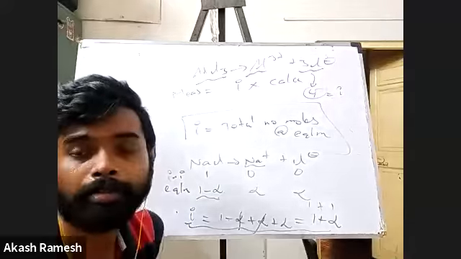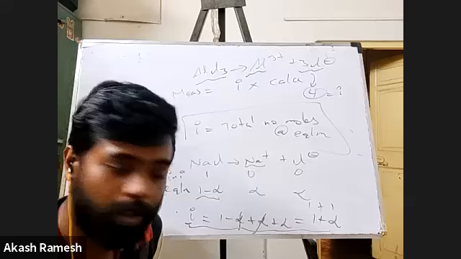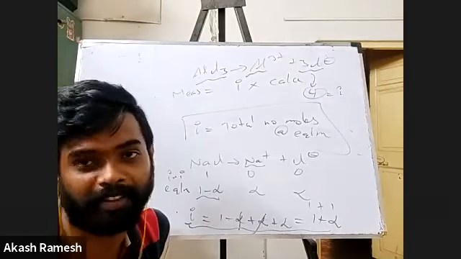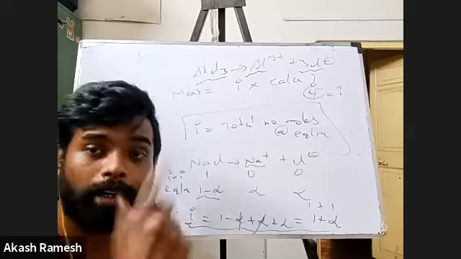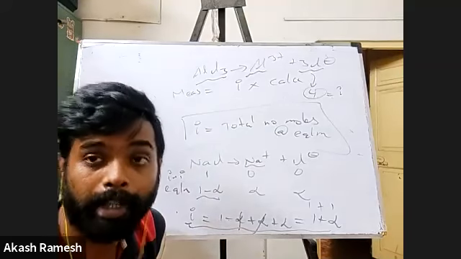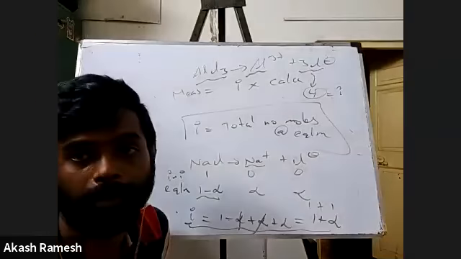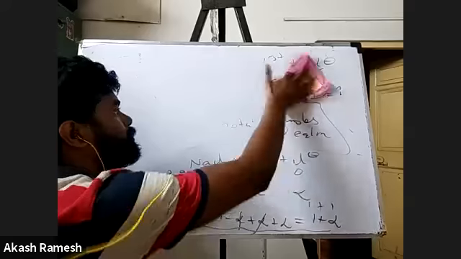Question: even if they give 70% dissociation, can we take alpha as 0.7? Absolutely, we have to take the alpha value as 0.7. Depending on the value they give you in the question, the degree or percentage of dissociation, accordingly you will take that. Okay, good.